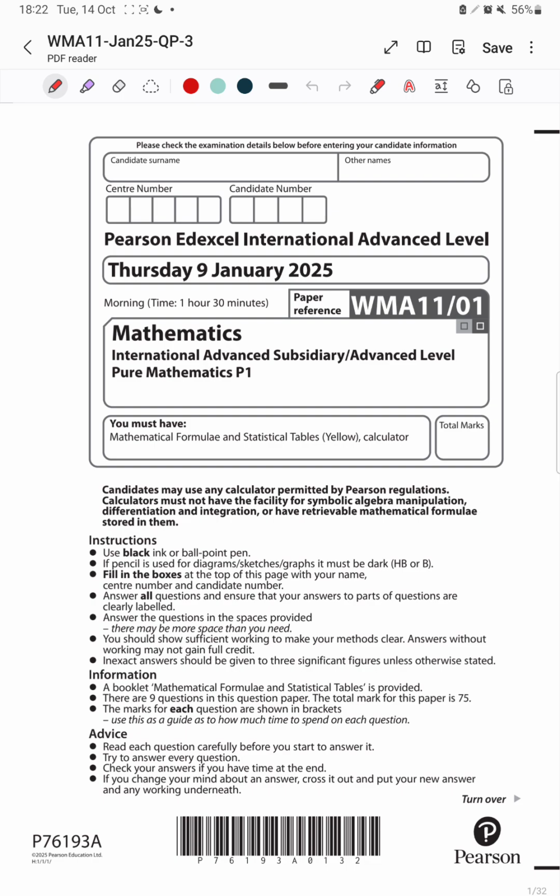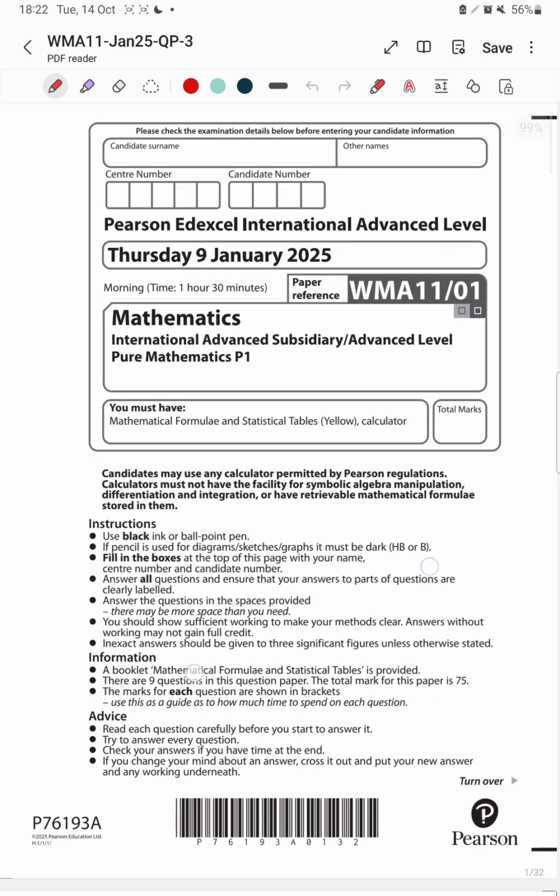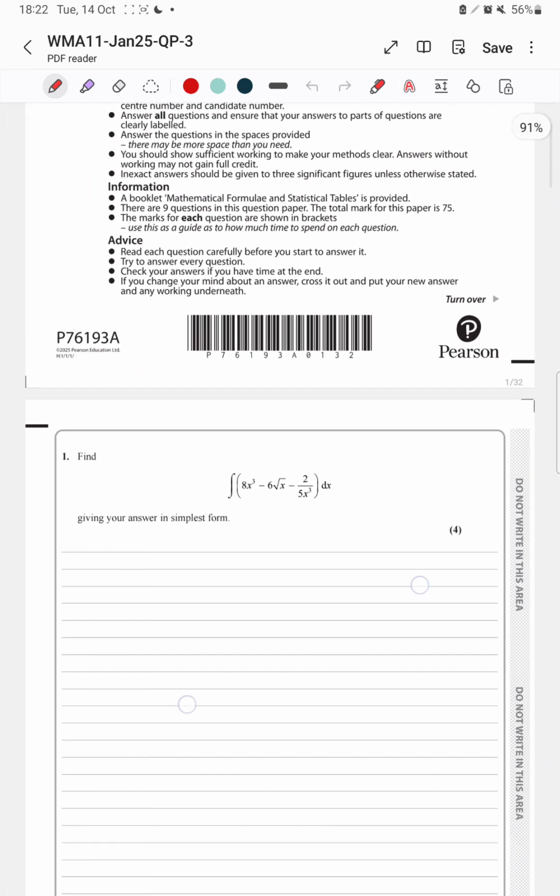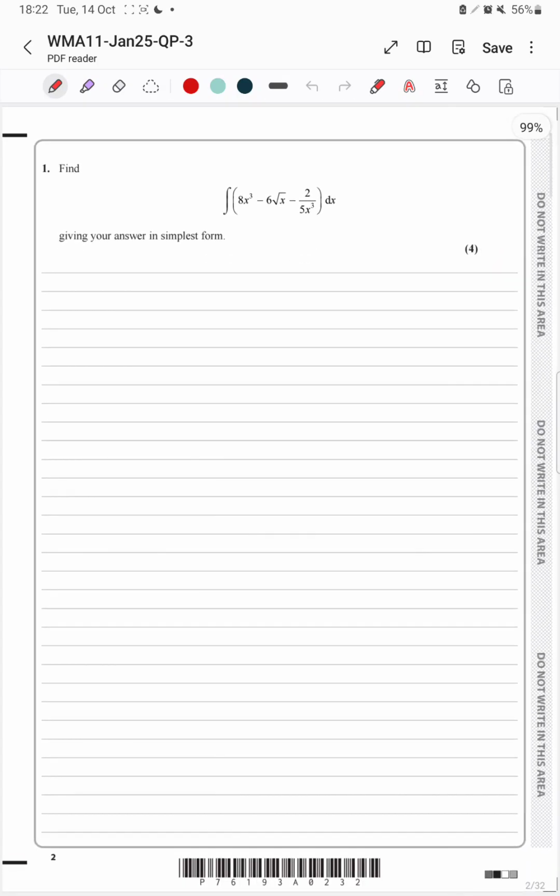Now this is a series of videos where I'm going to solve the past paper questions for Pure Mathematics P1, and this paper which we are going to start is January 2025. So here is the very first question. Even though this is a simple question, there are some points I would like to mention when I solve it. The question is: integrate 8x cubed minus 6 root x minus 2 over 5x cubed dx.